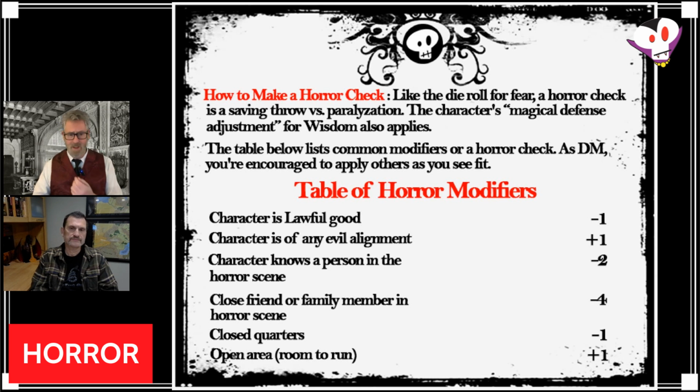So up here we have how to make a horror check. Like the die roll for fear, a horror check is a saving throw against paralyzation. This is going to be a common theme tonight, right? Yeah. The character's magical defense adjustment for wisdom also applies in Player's Handbook. And the table here lists the common modifiers to a horror check. As a DM, you're encouraged to apply others as you see fit. Right. So if the character's lawful good, you get a negative to your save. I mean, why would that be, Greg?